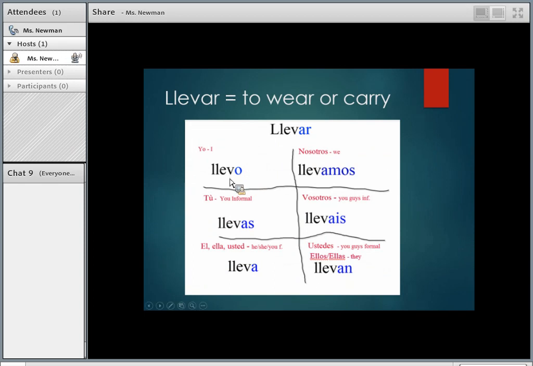Again, just a reminder. So llevo would be I wear. Llevas is you wear. Lleva would be like he or she wears. Nosotros llevamos, we wear. Vosotros lleváis, you guys wear. Ustedes, you guys, or they wear.